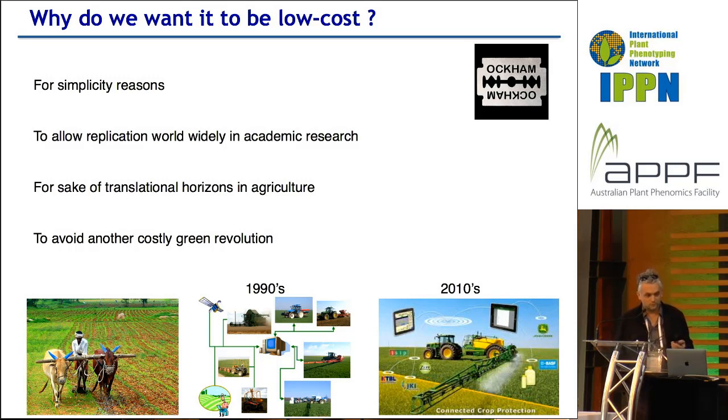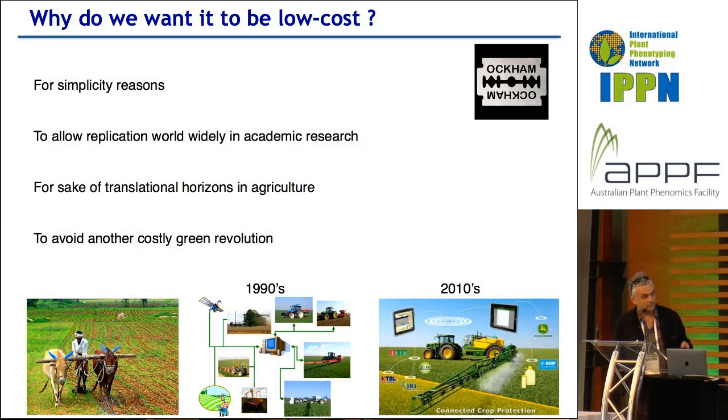that we'll describe. But let me first give a motivation of why we want to do it low cost. For, I would say, philosophical reasons, simplicity reasons like Occam's razor, to allow replication worldwide in academic research. Also for the sake of translational horizons in agriculture, so that solutions could indeed come to the end user, and also to avoid a costly green revolution like the one agriculture already knew in the 70s.